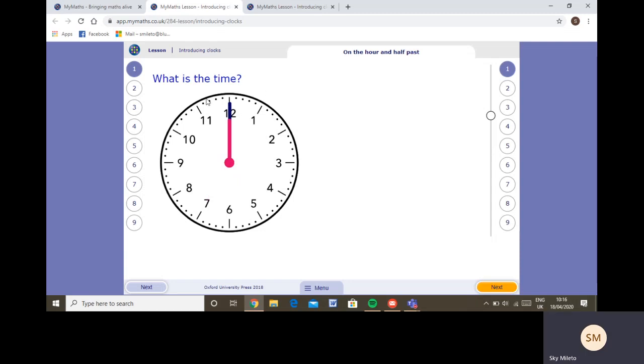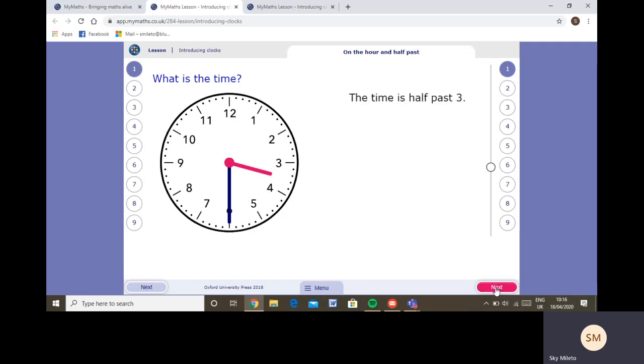What about this time? Both hands are pointing to the 12, so it must be 12 o'clock. The time is 12 o'clock. In this one, the minute hand's not pointing to the 12 anymore, it's pointing to the 6. This is a good way of remembering: we know that 6 is half of 12, so it must be half past the hour. Now we need to work out what hour it is. We look at our hour hand. It's between the 3 and the 4. So it's half past 3.